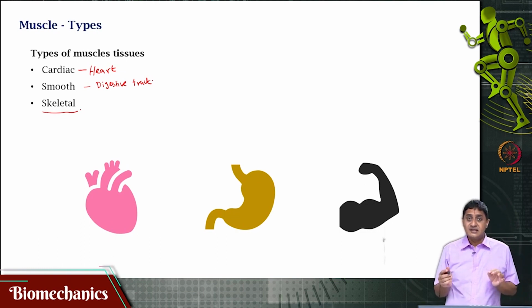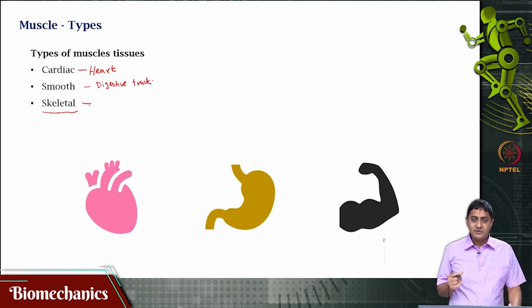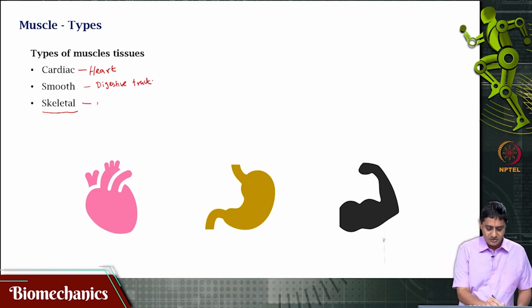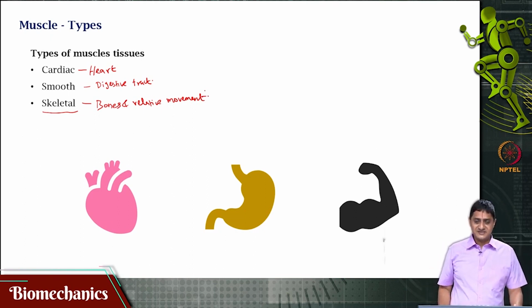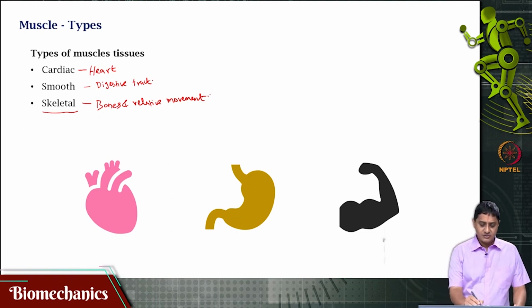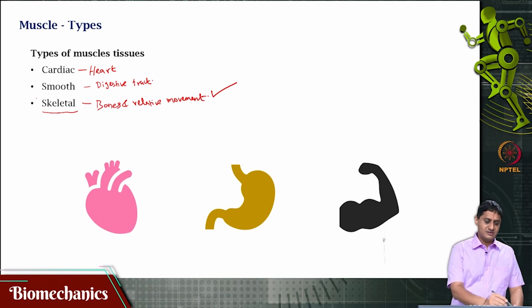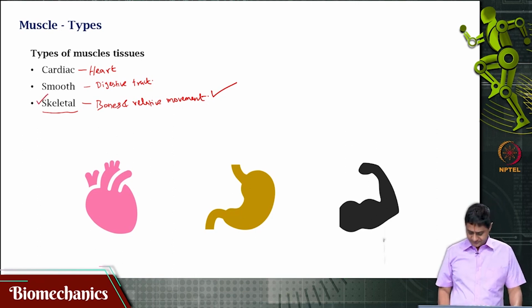Skeletal muscles means those muscles that attach on two ends to two different bones, and when they contract, they produce a relative movement between these two bones. Right. Those that are attached to bones, hence the name skeletal muscles. So, we restrict our attention to this type, the skeletal muscles, in this course.